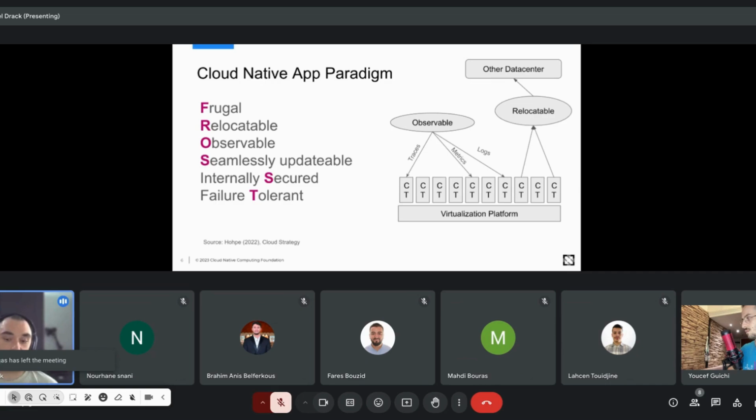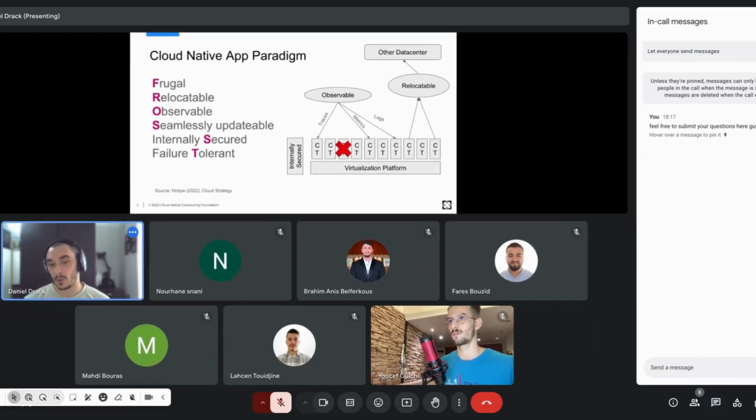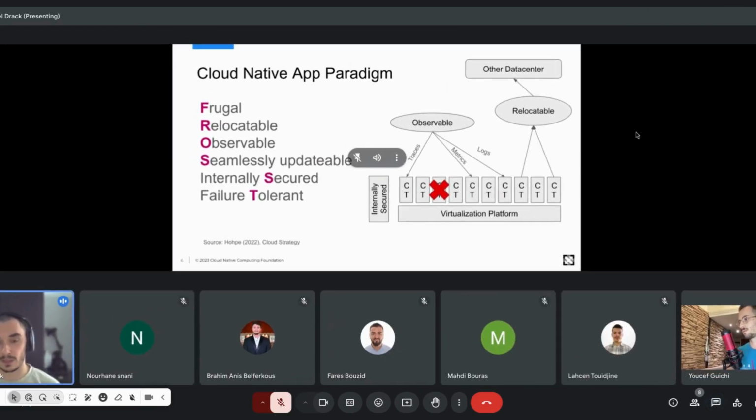And the last thing is we want to be able to have a failure tolerant system. So in that example here, we see that if for whatever reason a container would stop, we usually want to have the platform restart this application to not have any downtimes. Back in the old days when my server went down, most of the times it was down.